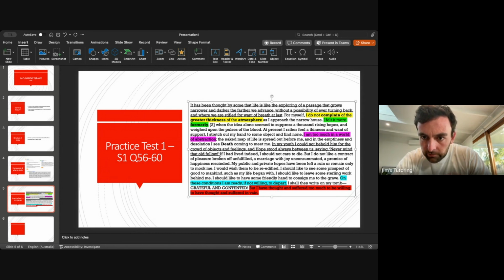In my youth, I could not behold him for the crowd of objects and feelings and hope. So there was enforced inactivity. That's not right, because he sounds quite active and like denying death in a way, especially when you consider the previous sentence in yellow, which is saying, I don't complain. So now he's accepting it. That sounds like he wasn't accepting it then. Energy and ambition, which I like because he sounds quite energetic, and objects and feelings, that's probably a key word there.